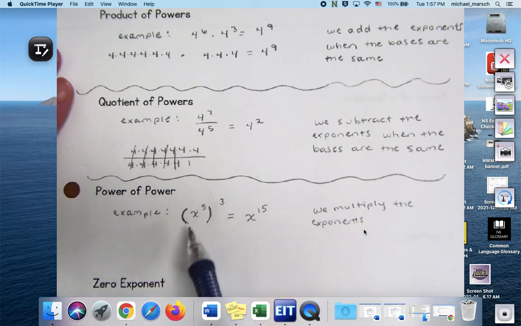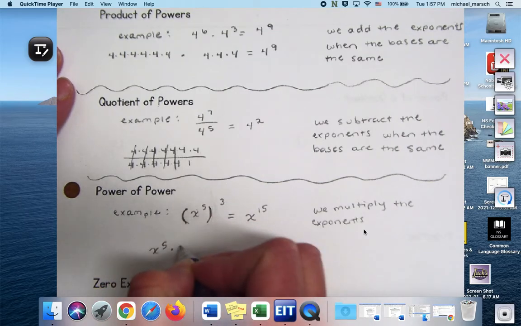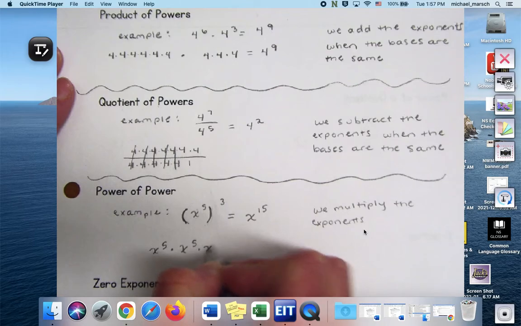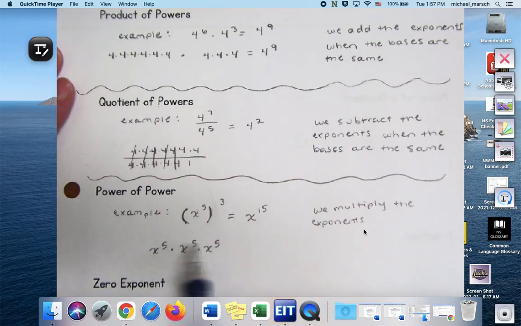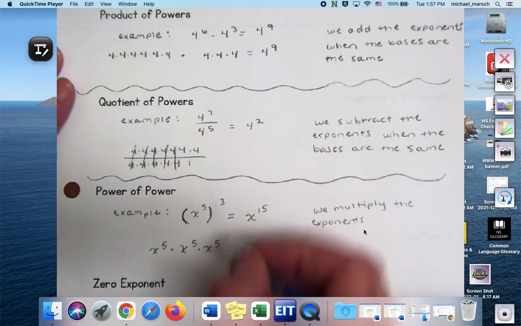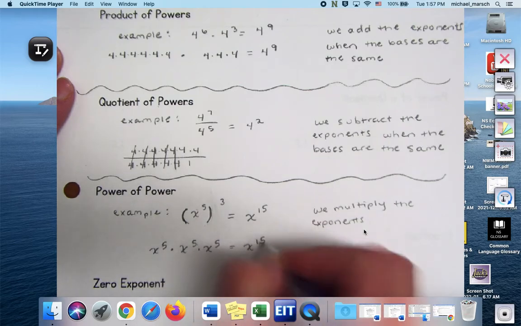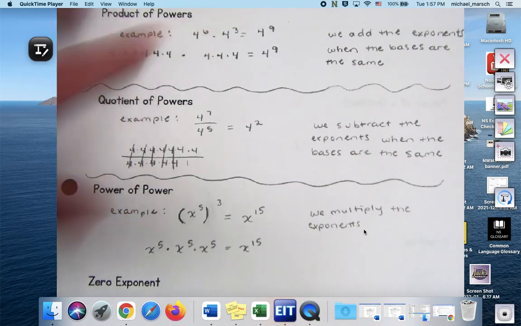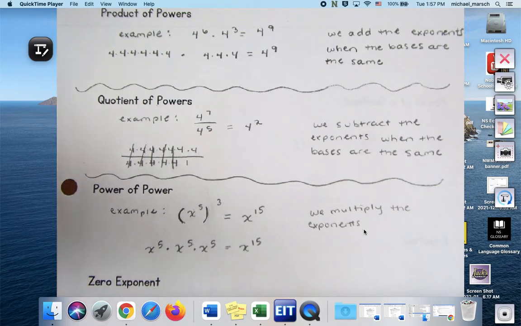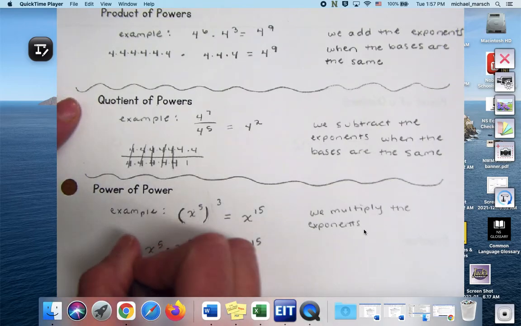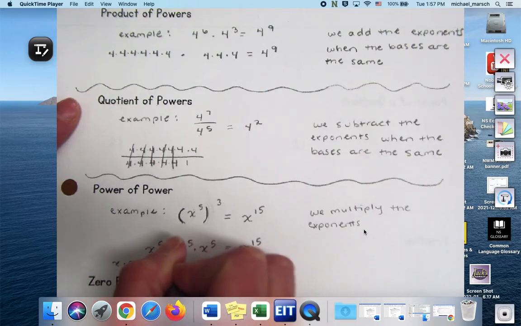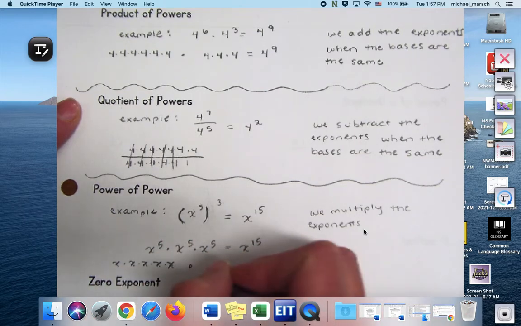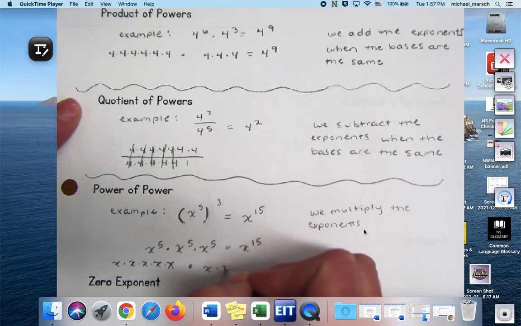Multiply the exponents, because what this is actually showing me is x to the 5th times x to the 5th times x to the 5th. And wouldn't I just add those? Right? Because of our first rule, which is we add the exponents with the same base. Do you guys need me to write out all those x's? I can do it, MJ. Do it, yes. Yeah? Okay. x times x times x times x times x times x. You don't have to do it.